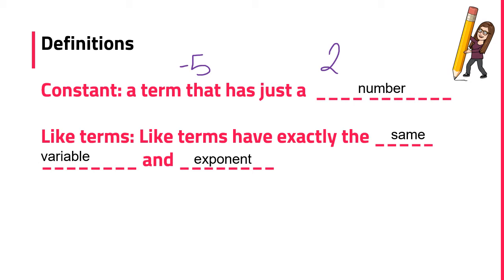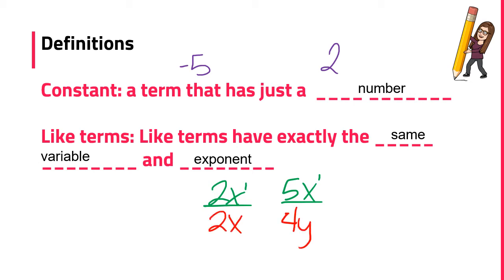So some examples, like terms. A 2x and a 5x are like terms. Same variable with the same exponent. Ooh, let's take a look at this. 2x and 4y. Those are not like terms because they have different letters. Let's see, 5yz and 8yz. Those are like terms because they have the same letters.